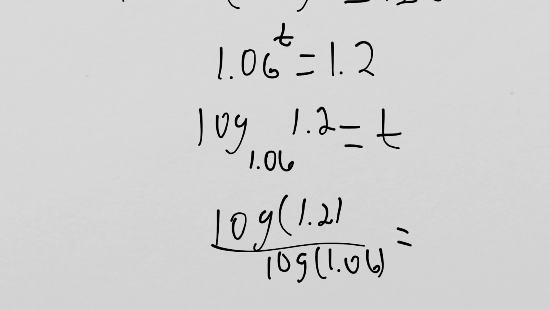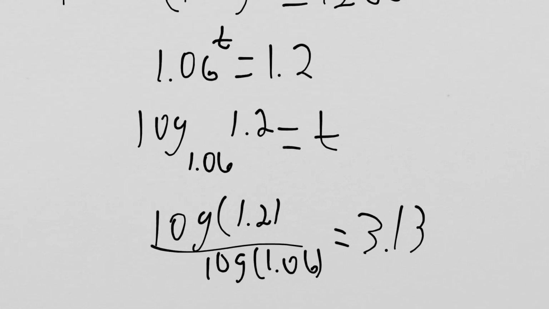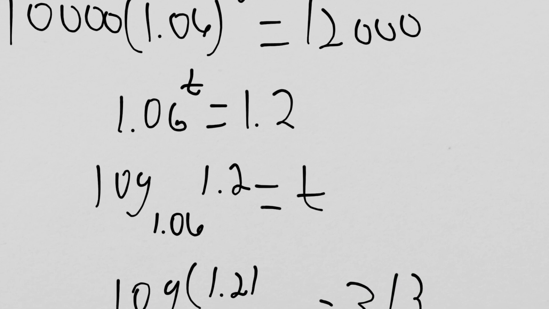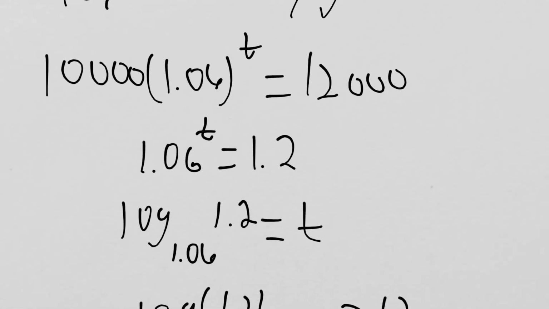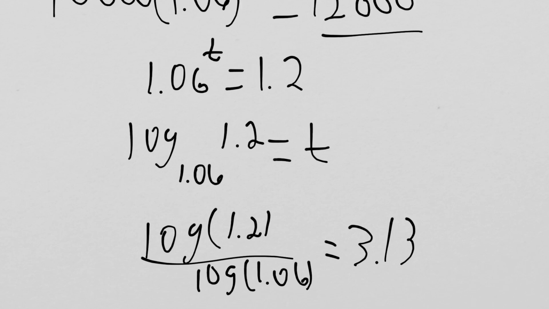Okay, log of 1.2 divided by log of 1.06. And that is 3.13-ish, 3.13 years. So don't forget the context here. That means if you're gaining 6% interest on $10,000, it's going to take about 3 years for you to gain $2,000 for a total of $12,000. And that's what logarithms are telling us.